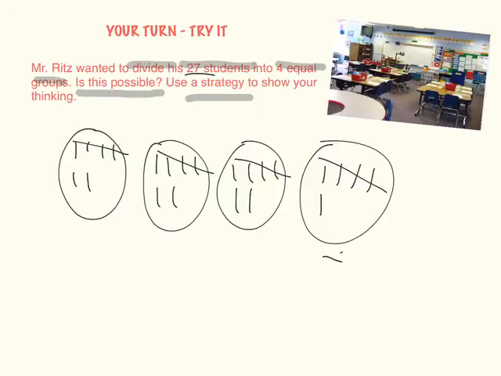Well, it looks to me like it's not possible to put 27 students into 4 equal groups, because what happens is we have one group here, right, with 6 students, and then we have 3 groups with 7 students. So if I was going to answer this question, I'd say, no, it's not possible, because there are 3 tables with 7 students and 1 table with 6 students. So it's not possible to put them in 4 equal groups.